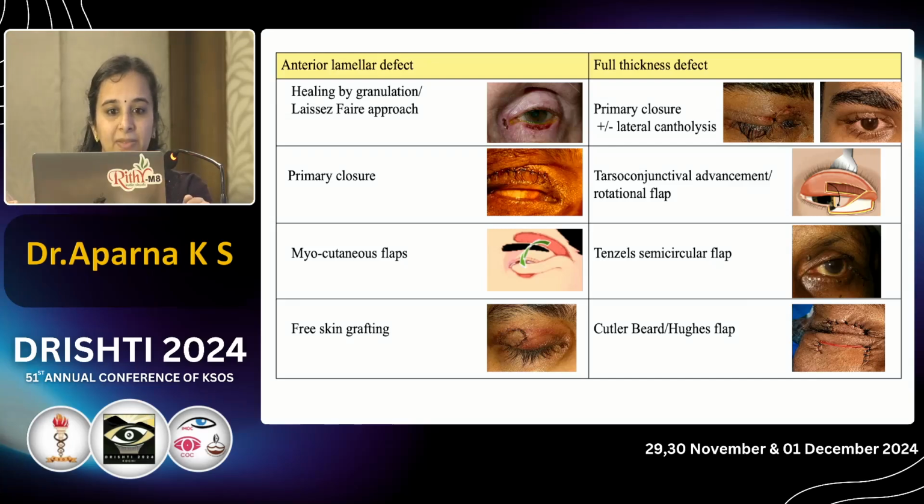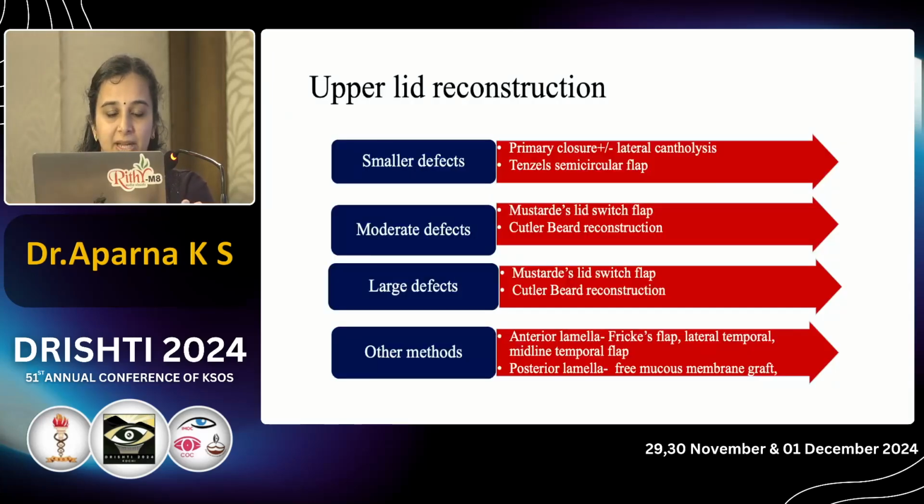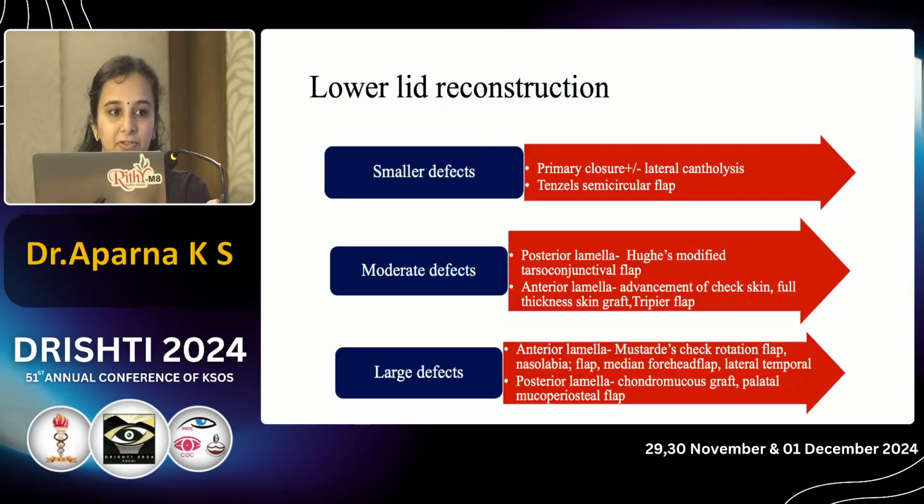And for anterior lamellar defect, if it is smaller, we can allow healing by granulation as in the Lyse-Vere technique. Then we can go for primary closure, mucocutaneous flaps or grafts. Then full thickness defect, based on the size and whether it is upper lid or lower lid, we have different options that will be discussed by the coming speakers. Basically for upper lid, we have to borrow from the forehead or lower lid, and for lower lid, we have to borrow from the cheek or forehead.